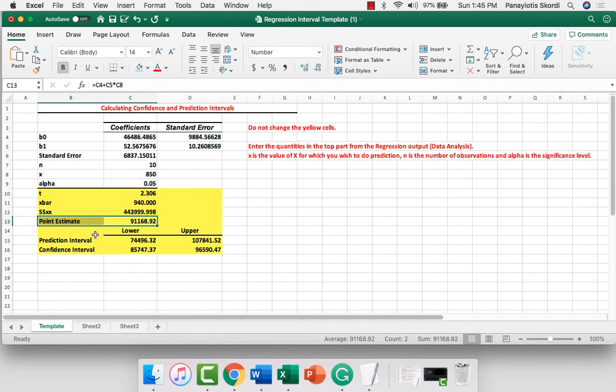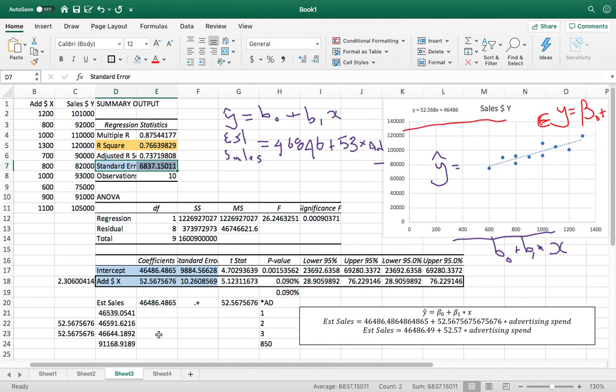It's telling us the point estimate down here is the same value we came up with before. The point estimate is just saying, look, if you spend $850 next week on advertising, your estimated sales revenue is going to be $91,168.92. We already came up with that. It's the same figure we came up with from the other spreadsheet right down here.